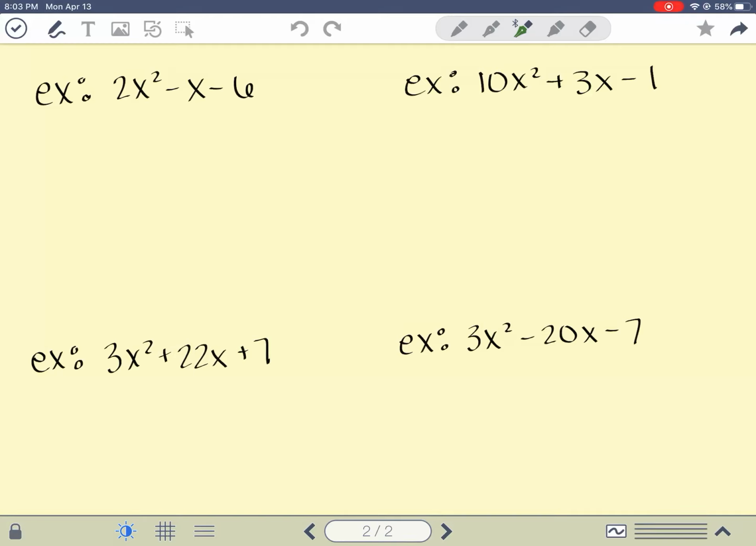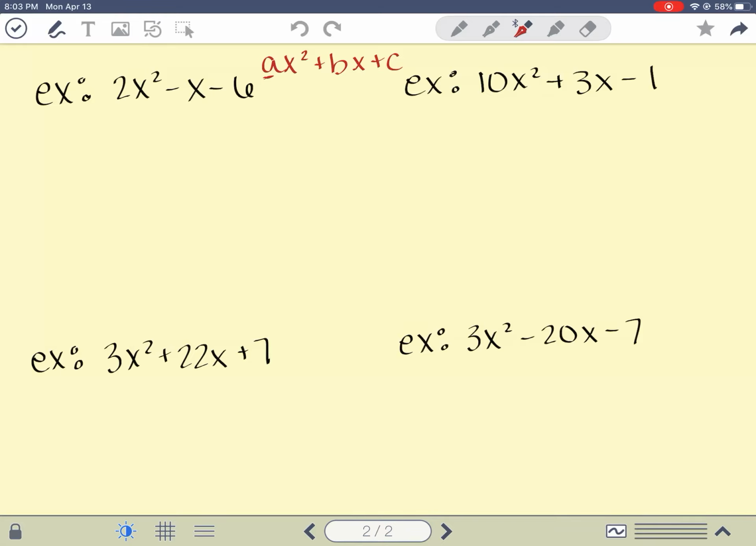Alright guys, welcome back to the second part of section 7.6 where we are continuing to factor polynomials, but this time it's where our a value does not equal 1. Remember the trinomials that we are looking at are ax squared plus bx plus c, where a does not equal 1. We are using the slip and slide method.